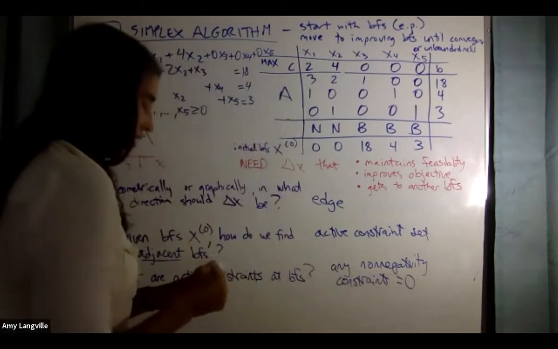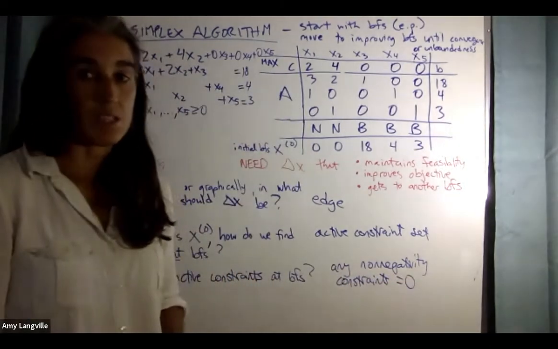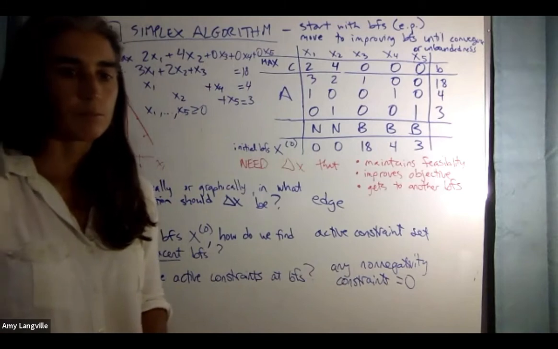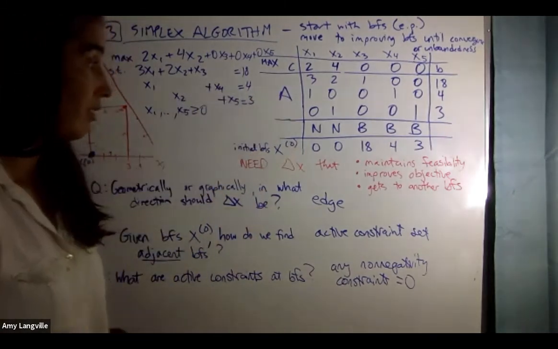We don't even have to check the main constraints because we have forced them to be equality and active in that case. All right, we're going to erase the board and we're going to actually get our delta x then.